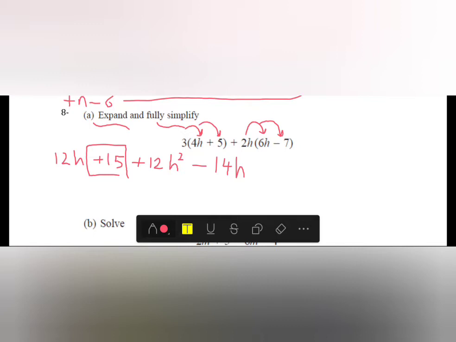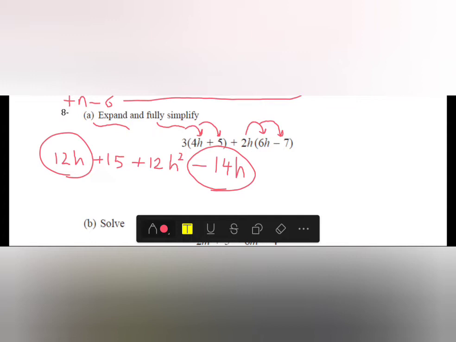So here, what do we have? Yes, good. We have, let me use this first. So like terms means what? It means they are the same. For example, we have 12h and minus 14h. They have the same variables with the same power, so we're going to add them or subtract them together. So we have 12h minus 14h.